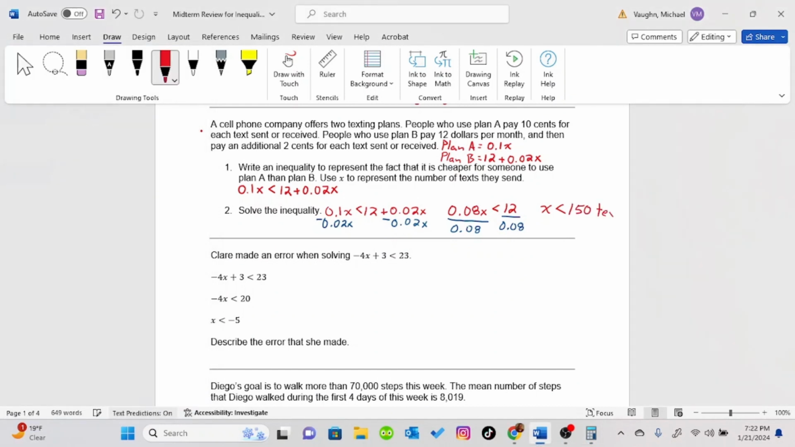And x is the number of texts. So, if somebody were to send less than 150 texts, then Plan A would be cheaper. If someone were to send exactly 150 texts per month, then the plans would be the same cost. And if somebody were to send more than 150 texts per month, then Plan B would end up being the cheaper one.